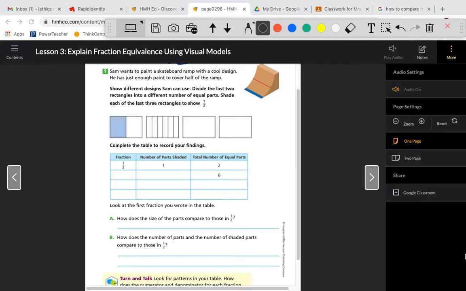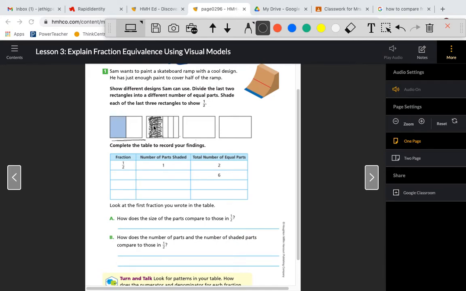All right, so now they've showed us with our first model what 1/2 looks like. So what they want us to do is to come up with 3 other ways to show equal parts of 1/2. So let's look at our first one. They've already divided it into 1, 2, 3, 4, 5, 6 equal parts. Well, what would be half of 6 equal parts? Half of 6 would be 3. So we're going to shade in 3 of those parts.